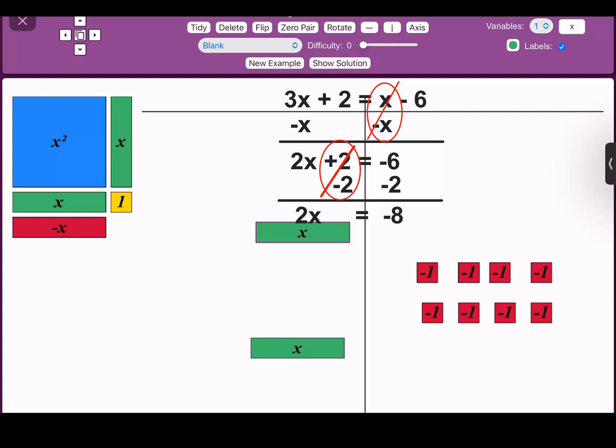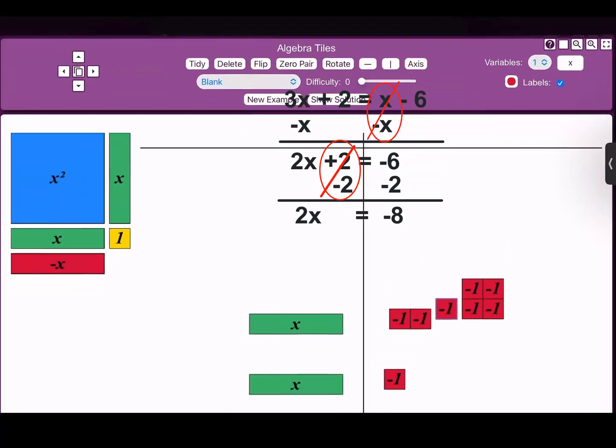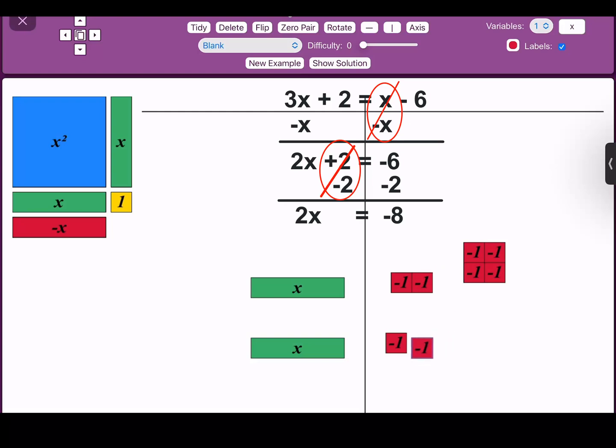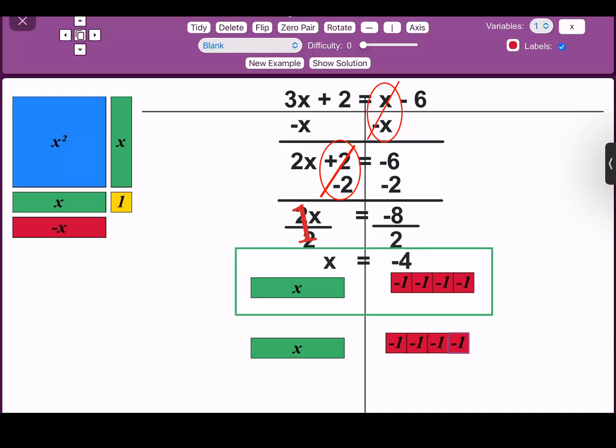The last step here is going to be finding the value of just one x, because right now I only know the value of two x's. So I'm going to divide these two x's into two separate groups of 1x, and then since I have two equal groups on the left, I'm going to divide my unit tiles into the two separate groups. I recommend having the students add the unit tiles to each group one at a time until they run out of tiles. So here you can see that the value of 1x is -4. You can go ahead and finish out the algebraic part at the top.